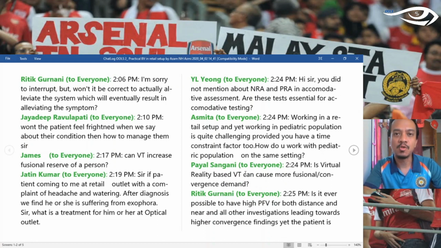So to answer James' question, yes, it definitely can, but it very much depends on the compliance as well as the type of condition that the patient is having.